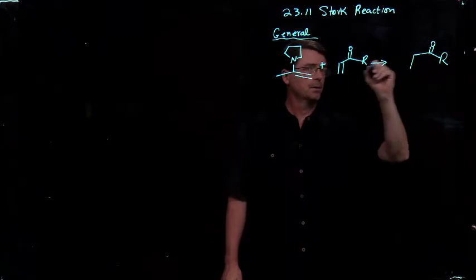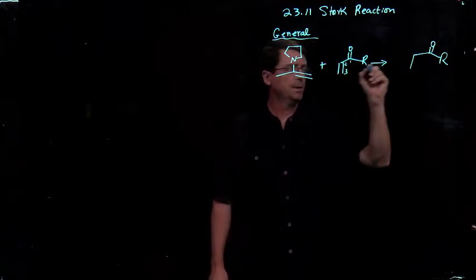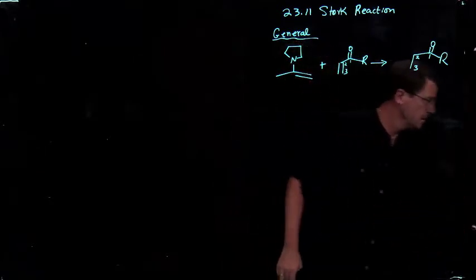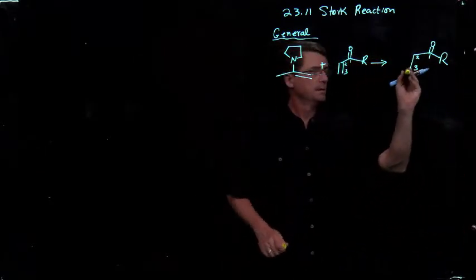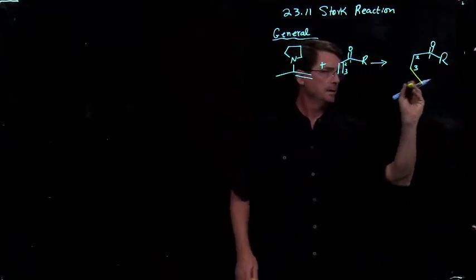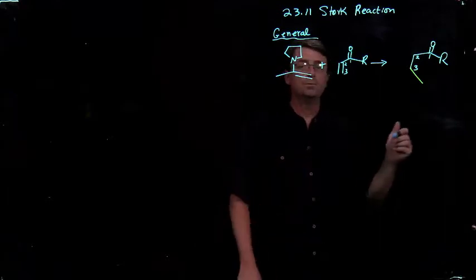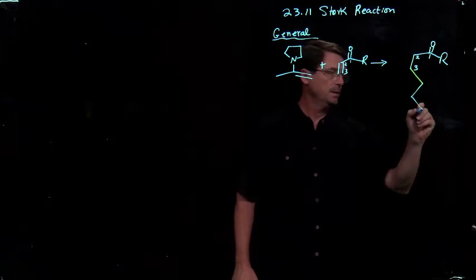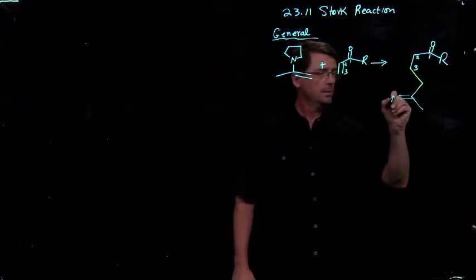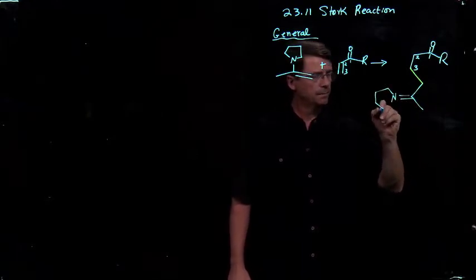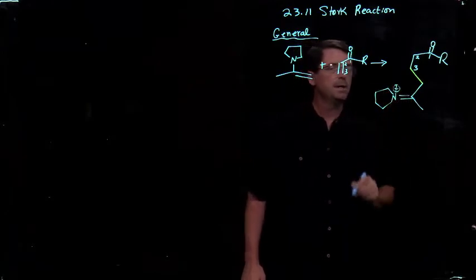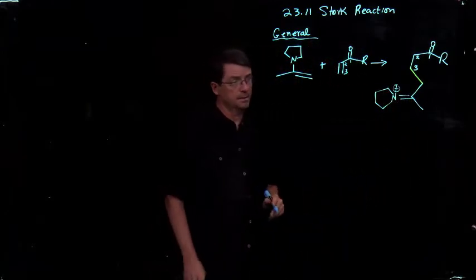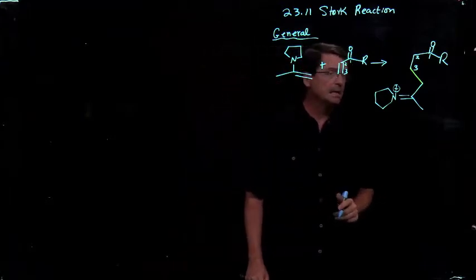So there's the carbons 1, 2, 3, 1, 2, 3. Then we'll add here's the new bond that goes to what was the enamine, and we see the formation of an aminium ion. Now, why does this occur? We'll talk about it in a minute.